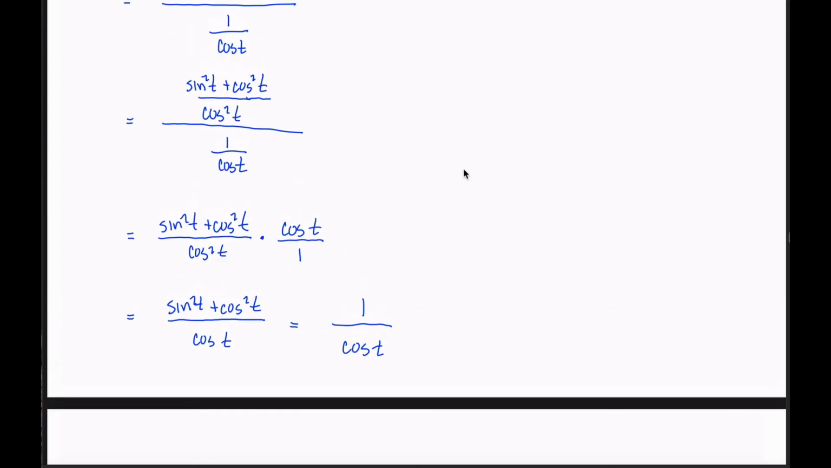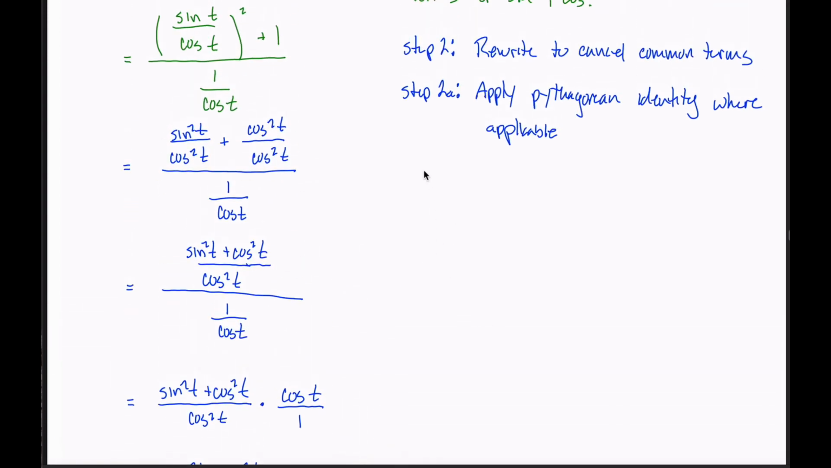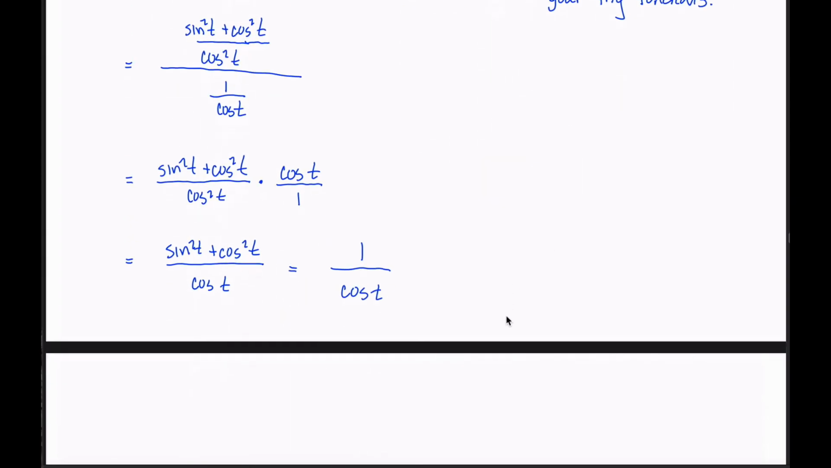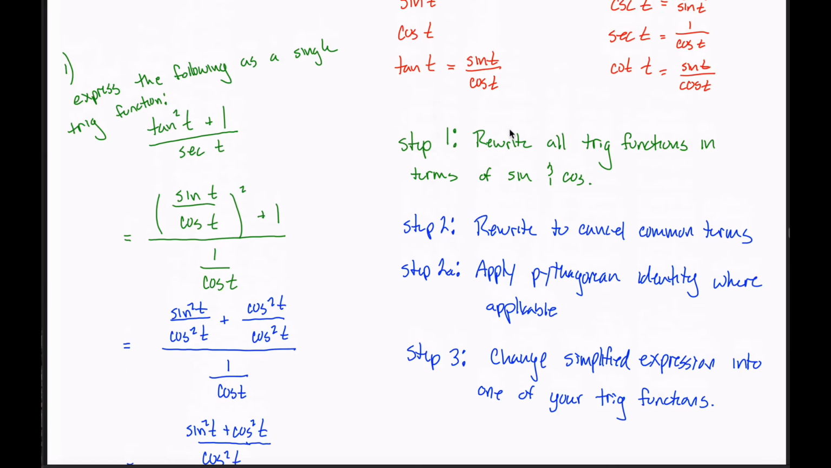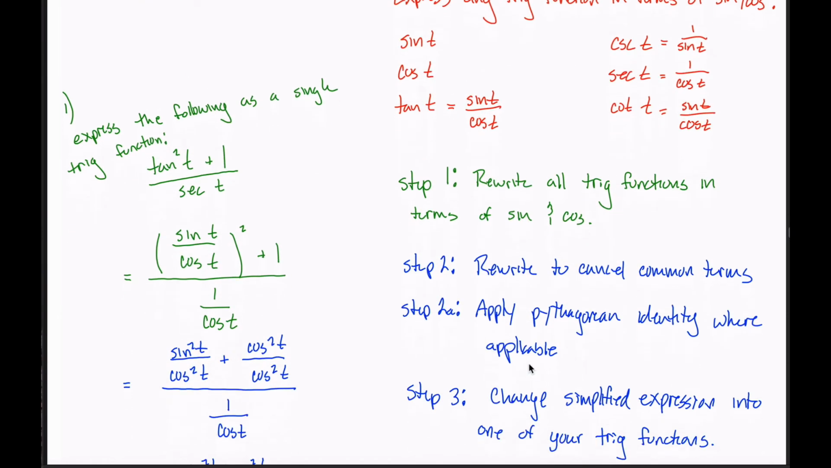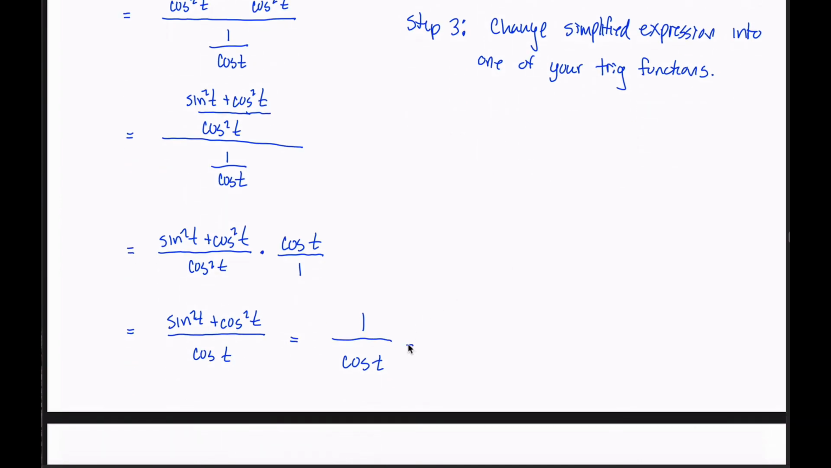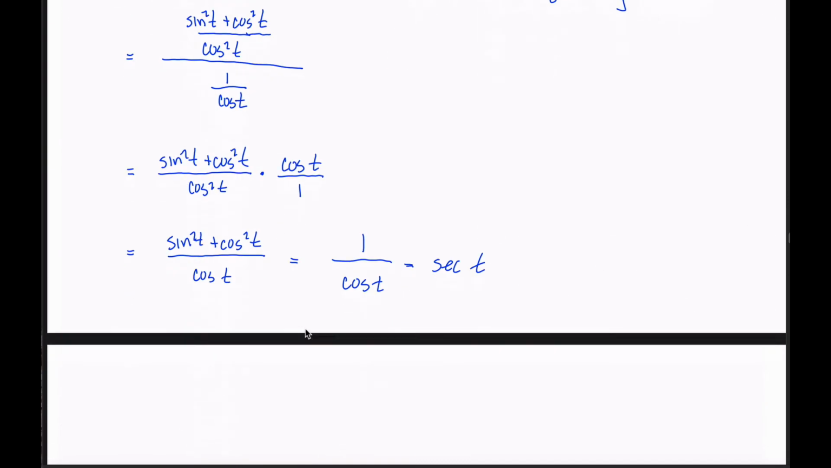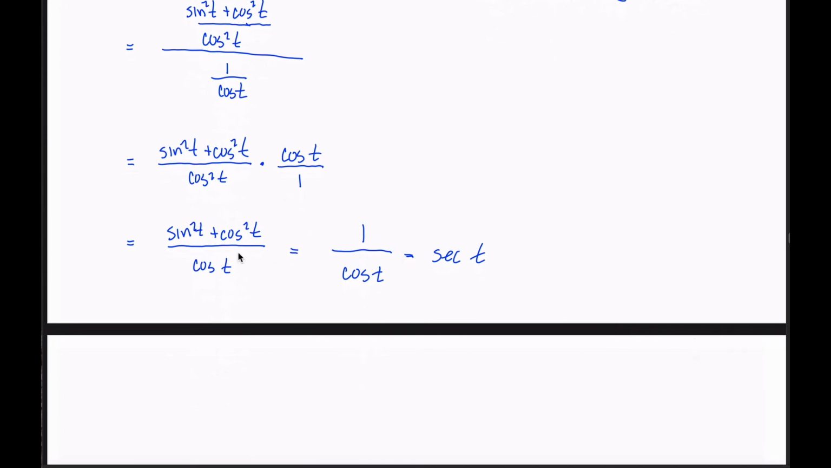In fact, 1 over cosine of t is something that I recognize. Step 3 is to change your simplified expression into one of your trig functions. What I mean is we now have 1 over cosine of t. However, if you go up here, you might remember that secant of t is the same as 1 over cosine of t. So I can change 1 over cosine of t into secant of t. In a sense, you kind of come full circle. You start out with other trig functions, you change them into sines and cosines so that you can simplify all this stuff in step 2, and then when you're done simplifying, in step 3, you kind of go back from sines and cosines into your remaining trig functions.